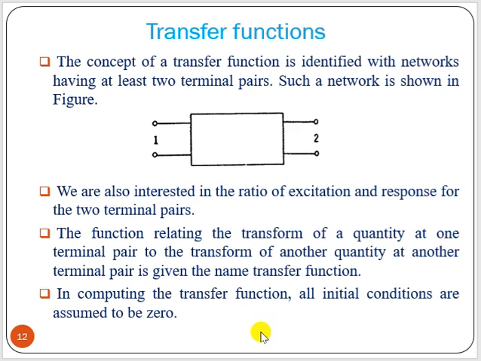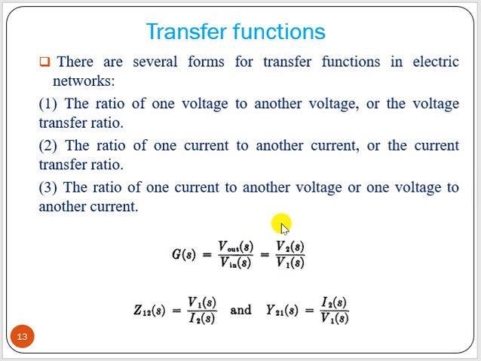Now, the function relating the transform of a quantity at one terminal pair to the transform of another quantity at another terminal pair is given the name transfer function. In computing the transfer function, all the initial conditions are assumed to be 0. This is the main point that you have to remember. There are several forms of transfer function in electrical networks.